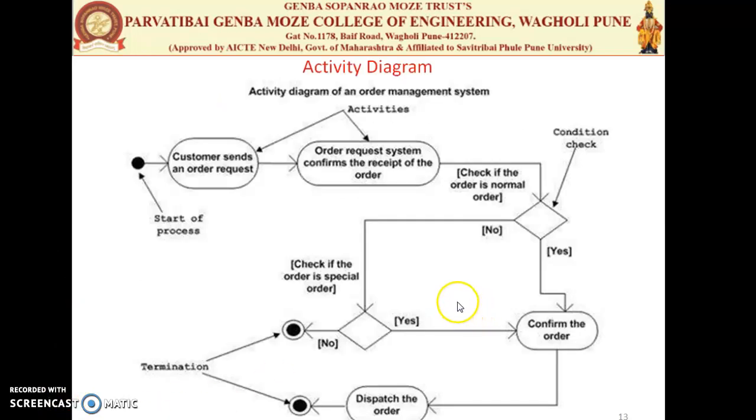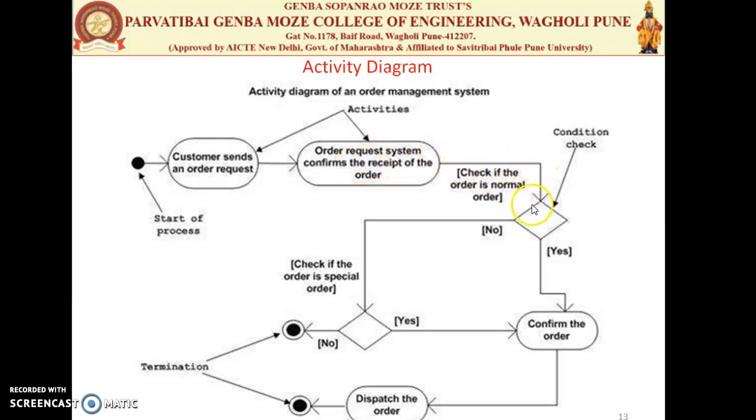Here we have another diagram of the activity. Activities always start with the solid dot, with an arrow flow. This diagram is all about order management. The customer sends the order request. When the order request is confirmed for receipt, the system checks whether the order is available or not. Here is the diamond box. Here are two activities: the first is the customer sends the order request, and the second is the order system confirms the receipt of the order, meaning the order placed by the customer has arrived at the order system.